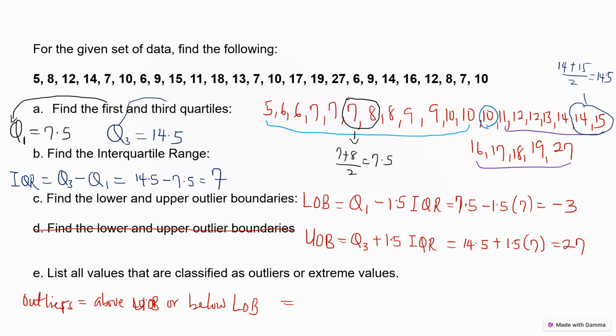And for the UOB, which is 25, do we have any values greater than 25? Yes. And what is the value? We have 27 to be greater. So the outlier is going to be 27.